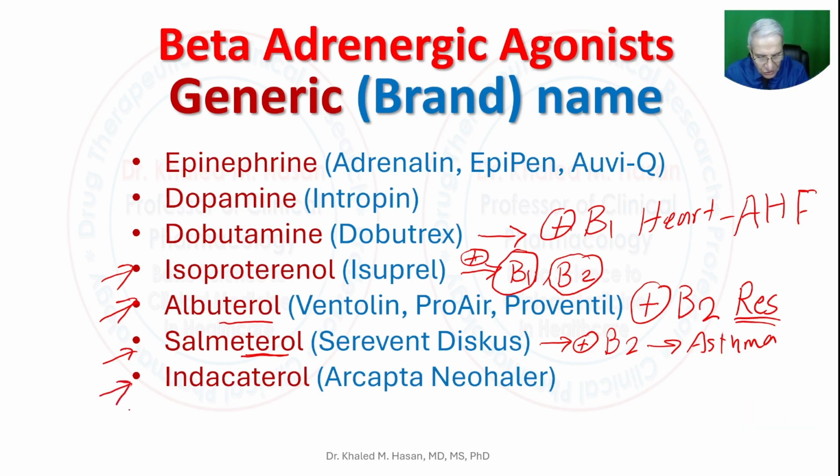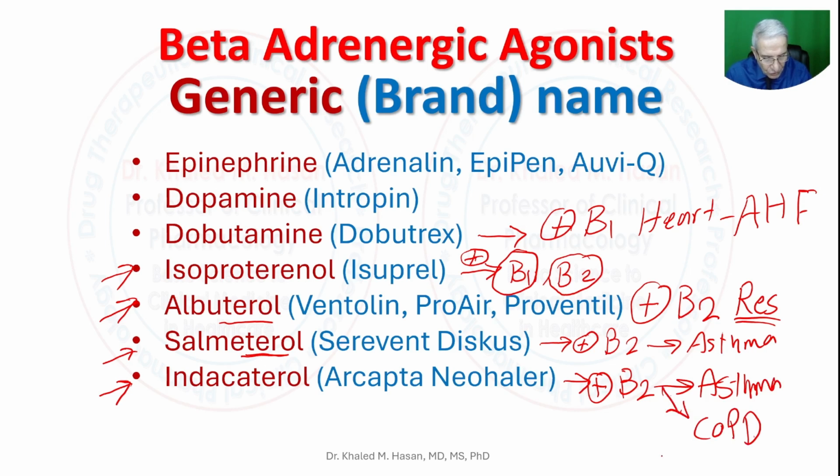Indacaterol, another inhaler for asthma, stimulates beta-2 and is used for asthma mainly. Sometimes we use it for COPD. It depends on the situation, not the first line. We have LABA and we have MABA. So you can see here we have Arcapta, for example, the brand name. From this list, we have different categories of beta-adrenergic drugs.